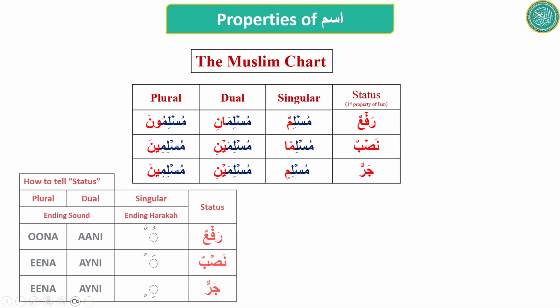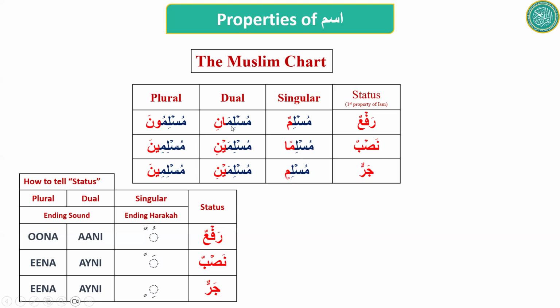So whenever you see an ism in an ayah, on a page in Quran, you are supposed to know what status it has. Is it in Rafa status, Nasab status, or Jar status? That will really help you learn the Quran. So how do you tell the status? If you see an ism and on the last letter it has single dhamma or double dhamma, at-tanween, then it is Rafa. And if it has a single fatha or double fatha, then it is Nasab. If it is single kasra or double kasra, then it is Jar.